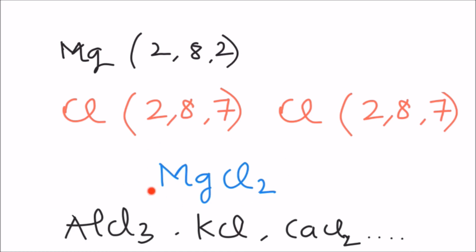Examples of ionic salts are aluminum chloride, potassium chloride, calcium chloride, and etc.